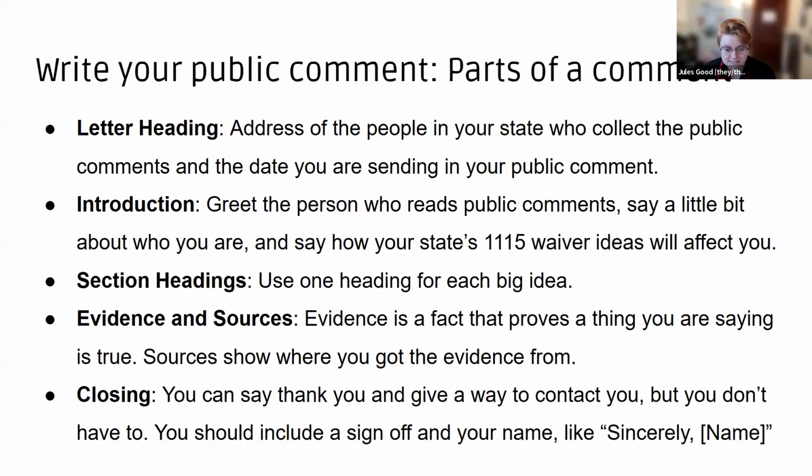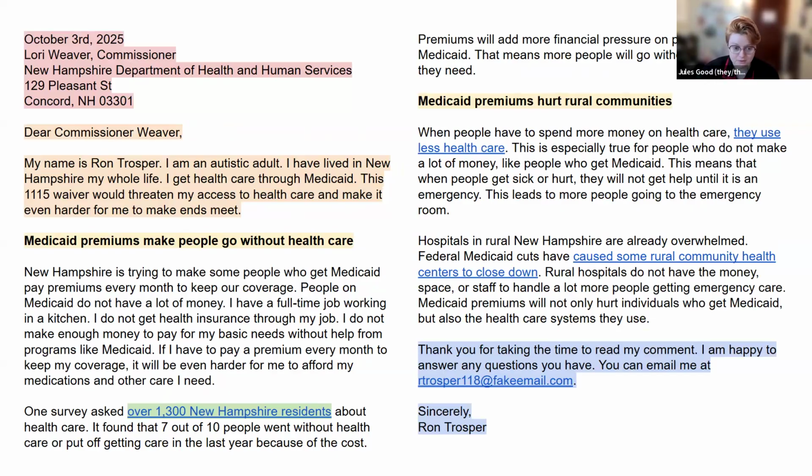Next is evidence and sources. Evidence is a fact that proves that a thing you're saying is true, and sources show where you got the evidence from. So these links in blue, and we have one highlighted in green over here, are an example of evidence linked to a source. When you're saying something that's a fact or a statistic, if you're sharing data, like saying how many people do something or how many people are impacted by something, you want to back that up with a source to show the reader that you didn't just make that up, that that is in fact true.